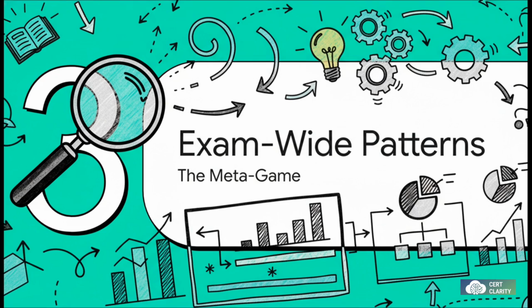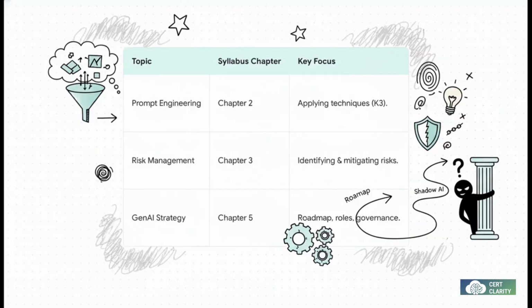This is the metagame. 3 topics just keep coming up in the sample exams. First, prompt engineering from Chapter 2. Expect to see K3 questions where you have to apply techniques. Second, risk management from Chapter 3. You need to be an expert at identifying and mitigating risks. And third, GenAI strategy from Chapter 5. Think governance, roadmaps, and the dangers of shadow AI. These are the exam's hotspots. Nail these, and you're in great shape.